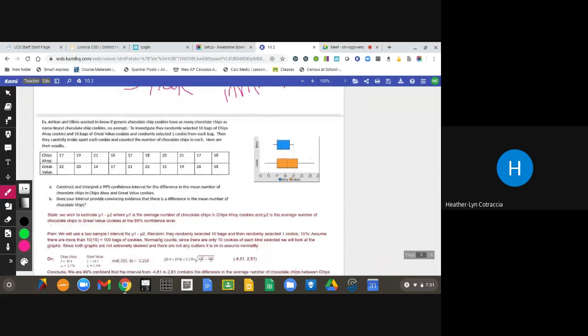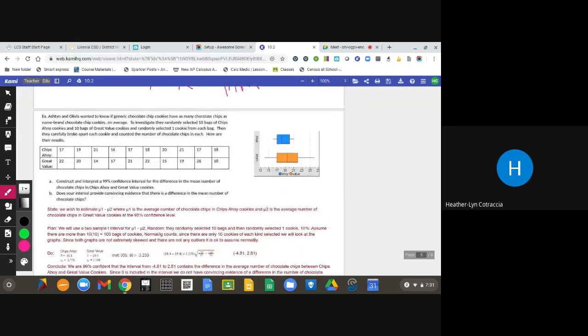Okay, so let's go ahead and go through an example of a confidence interval. So we've got Ashton and Olivia, and they want to know if generic chocolate chip cookies, excuse me, have as many chocolate chips as a name brand cookie. So basically what they do is they randomly select 10 bags of Chips Ahoy and 10 bags of Great Value. They randomly select one cookie from each bag. They carefully break apart each cookie and count the number of chocolate chips in each. And there's the results. So 10 cookies and how many chips are in each one of those cookies.